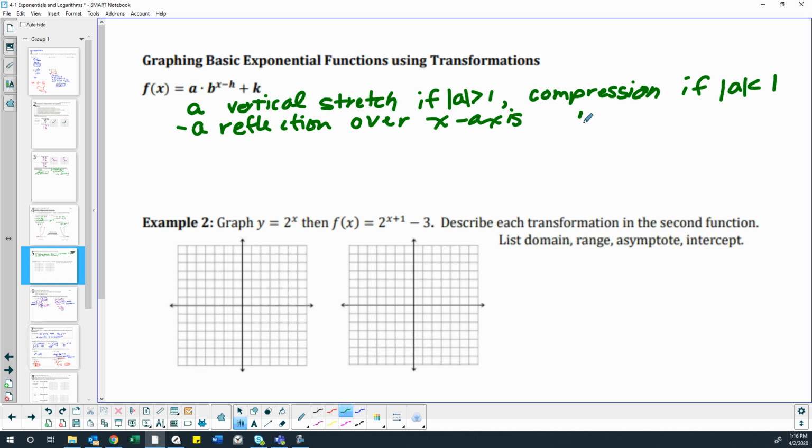So for example, if I had y equals negative b to the x power, that would take my original function that would go like that, and it will actually take it and flip it upside down like this.